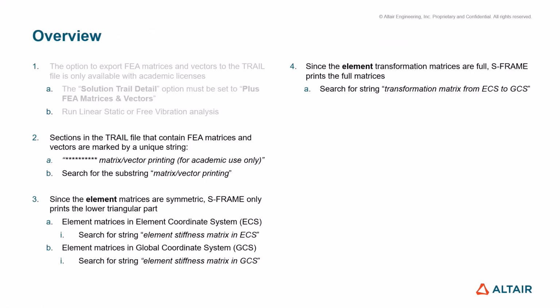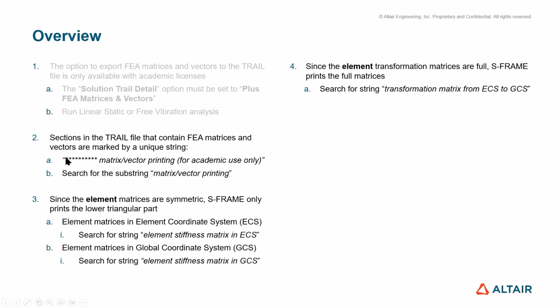Trail files can be really long for realistic structures. Hundreds of thousands of lines, even millions of lines in the trail file. By the way, the trail file has the same name as your model. However, the extension is .trl for trail. Because the trail file can be so long, we inserted unique strings throughout these files to make it easy for you to search and locate what you need.